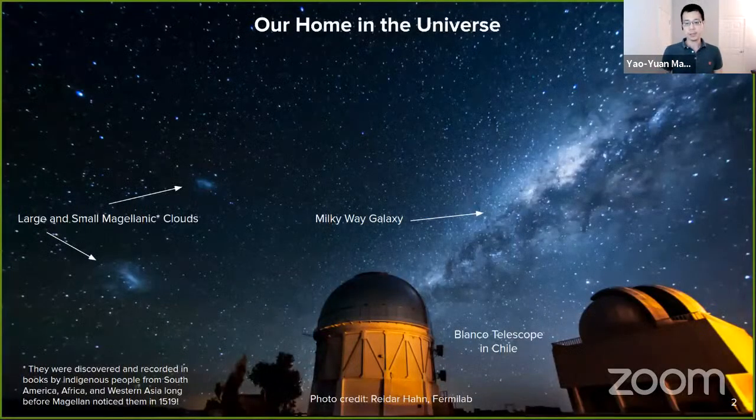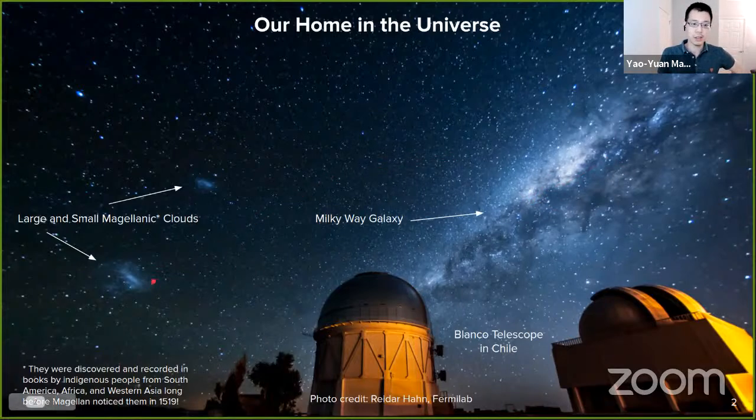You're looking at a picture taken at the site of the Blanco telescope in Chile. This is a view of a clear sky in the southern hemisphere. You can see the Milky Way galaxy, the center of the Milky Way galaxy, on the right of the picture. You can also see the large and small Magellanic clouds. In the southern hemisphere, when the sky is really clear, you can even see them by naked eye. The Milky Way galaxy is where our solar system sits.